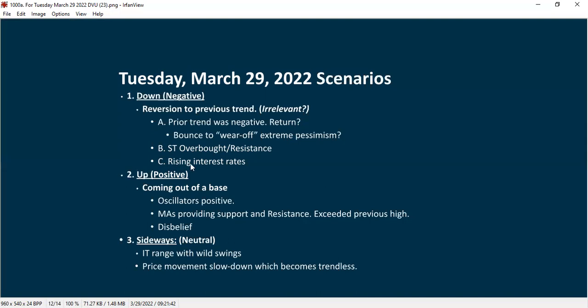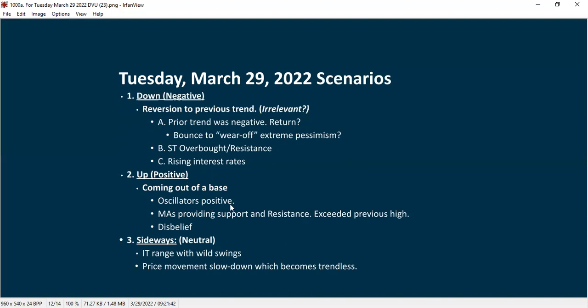And then the market is really paying attention a lot to interest rates. If bonds really start going down, that means interest rates are going up. And if they really start to scream higher, that could bleed over and potentially produce some selling in the stock market. That's the negative scenario. The positive scenario is that we're coming up out of a base.